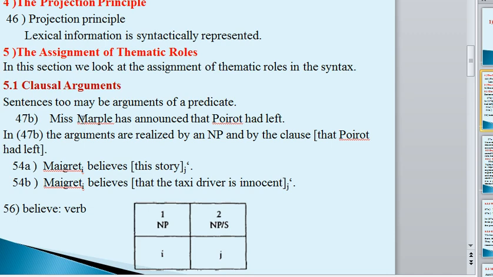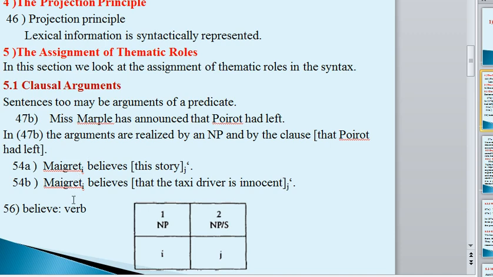So in this example, the arguments are realized by an NP. I mean, Miss Marple is one of those arguments, and the clause that Poirot had left is another argument. So the verb announce has two arguments, needs two participants. The first one is Miss Marple, an NP, noun phrase, and the second one is a clause, that Poirot had left. You see here?